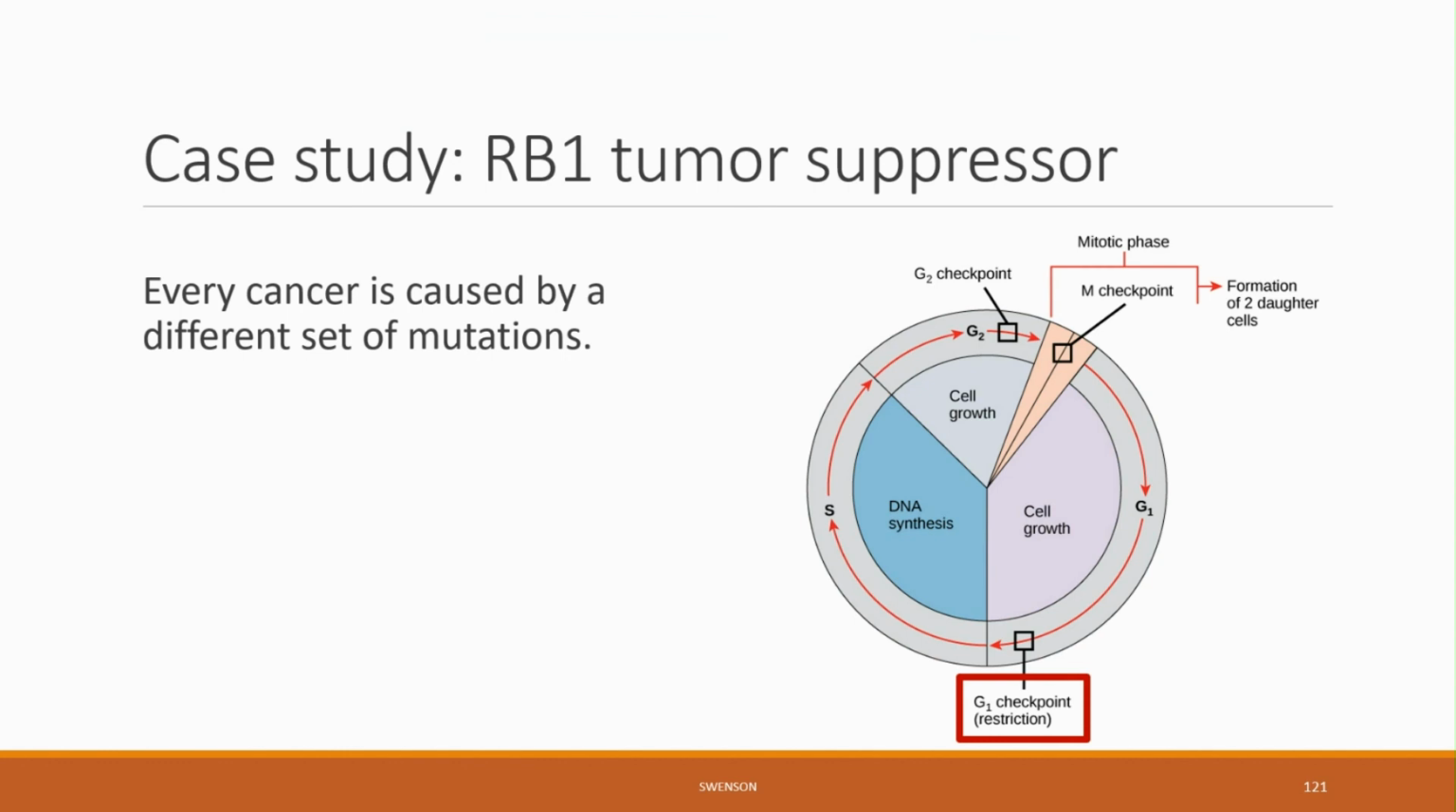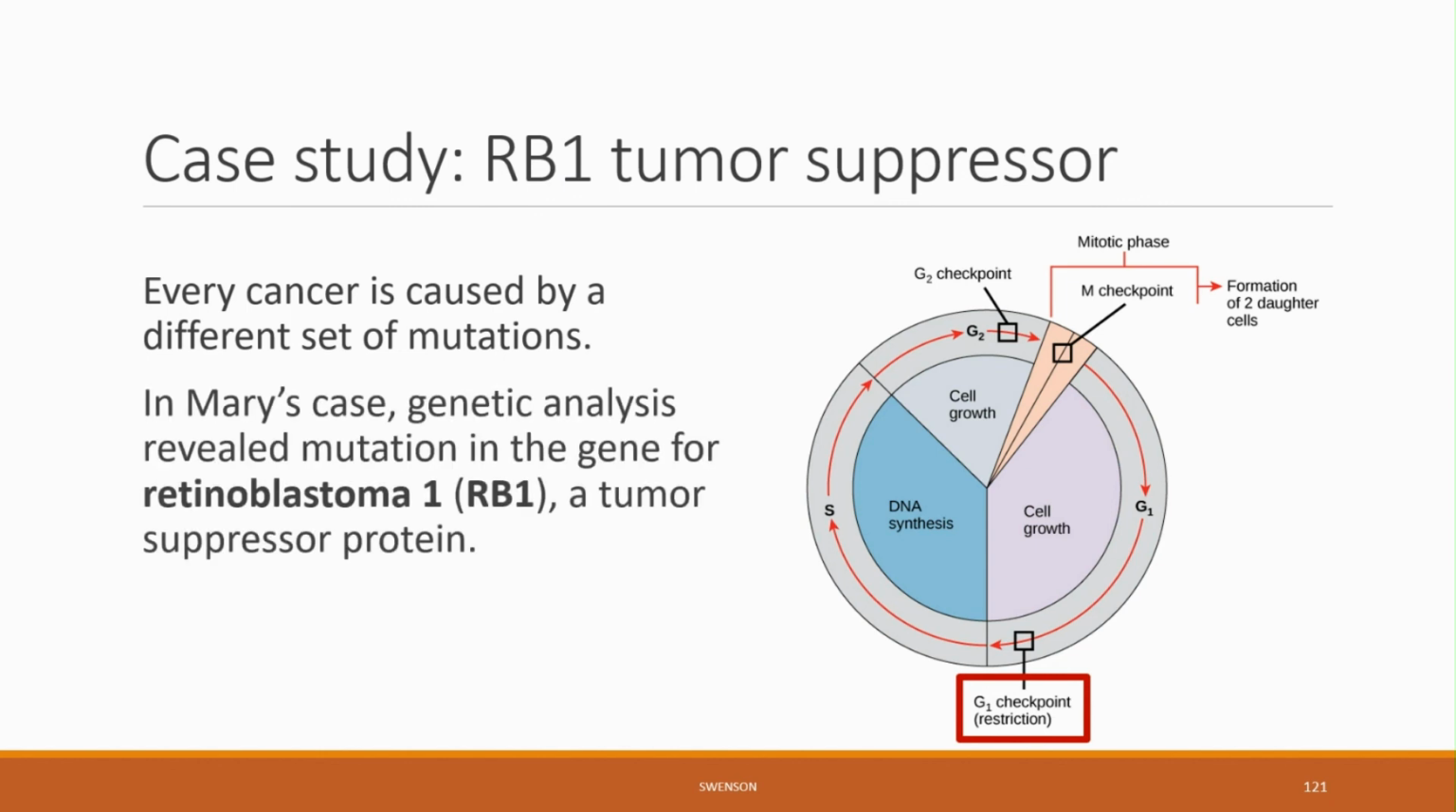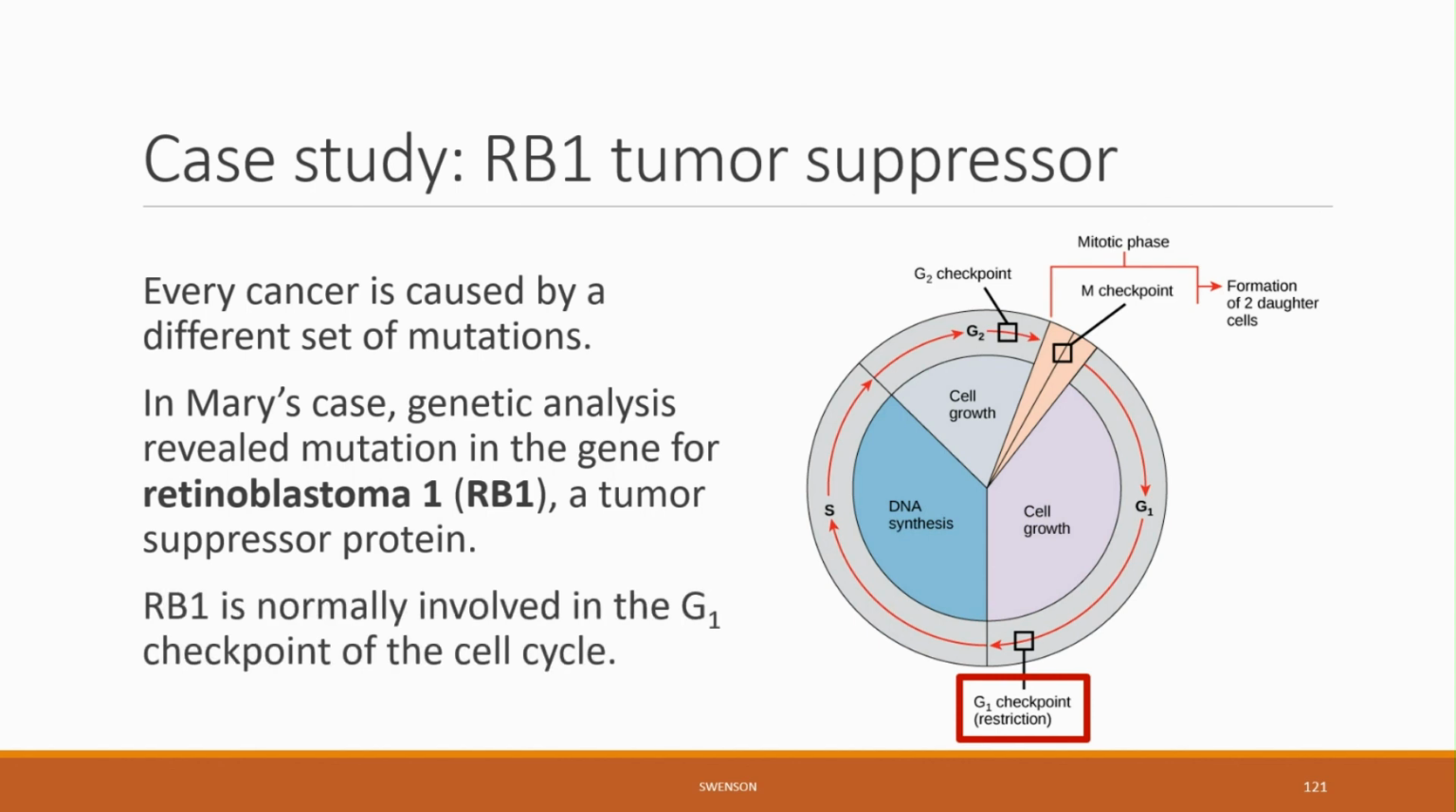Every cancer is caused by a different set of mutations. In Mary's case, genetic analysis revealed a mutation in the gene for retinoblastoma 1, RB1, a tumor suppressor protein. And this tumor suppressor protein, when it's functioning properly, is normally involved in the G1 checkpoint of the cell cycle. Remember, at this checkpoint, everything in the cell has to be operating normally in order for it to continue with the S phase where it replicates its DNA.